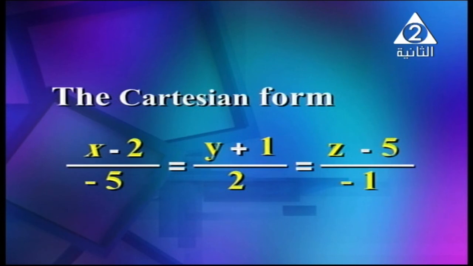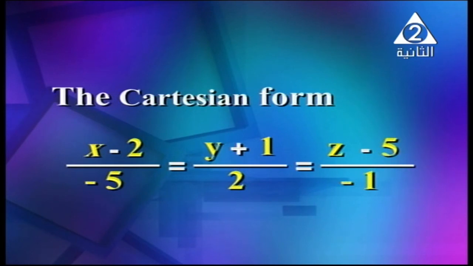My dear student, if a equals 0, what is a? It is the first component of the direction vector (a, b, c). What does the Cartesian form become? My dear student, x equals 2, and y plus 1 over 2 equals z minus 5 over negative 1. In this example, if the value of a equals 0, the equation converts into x equals 2.